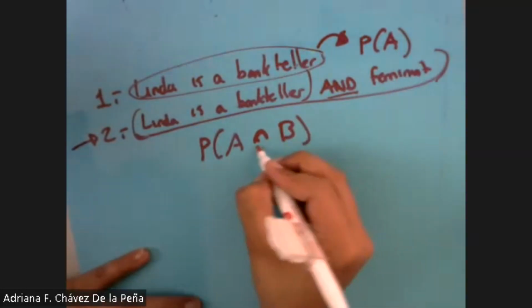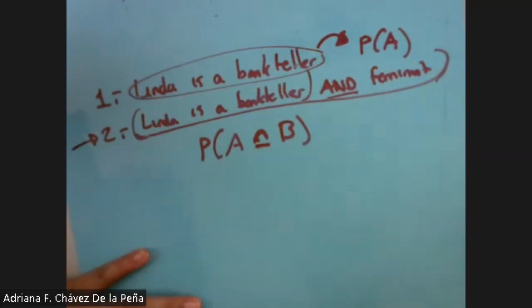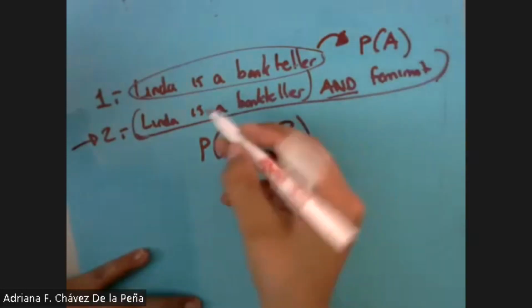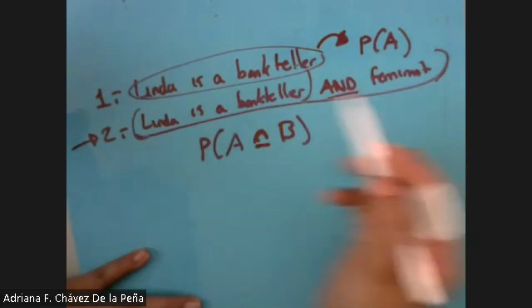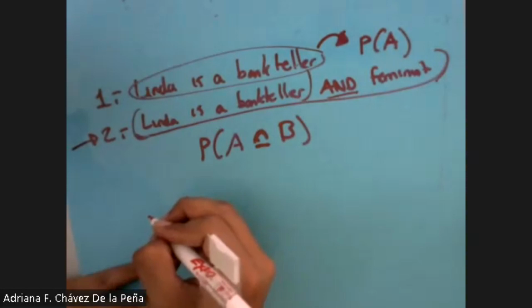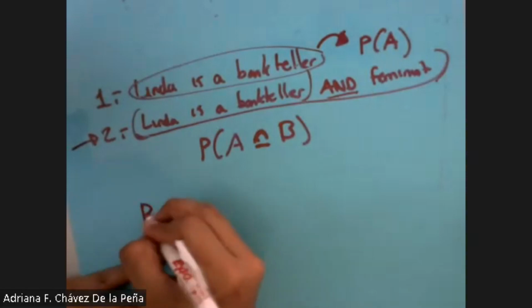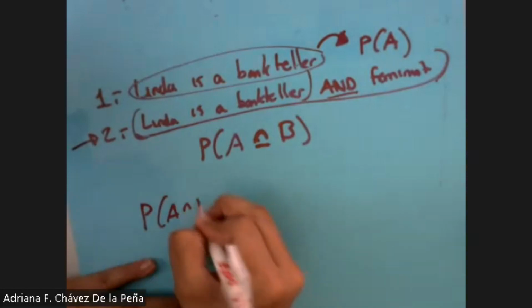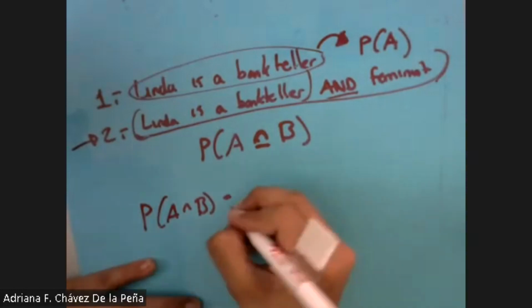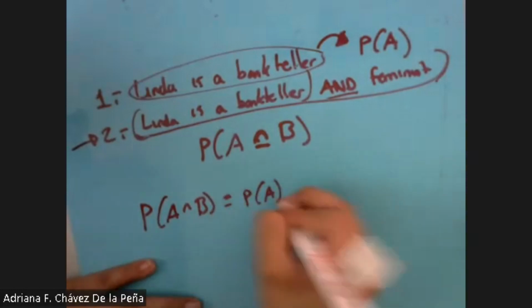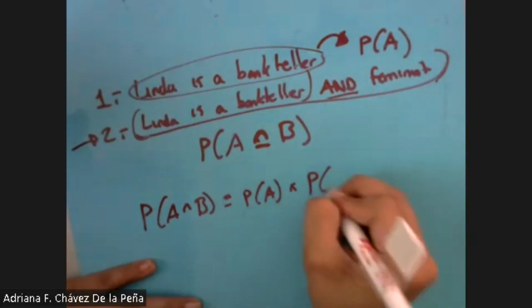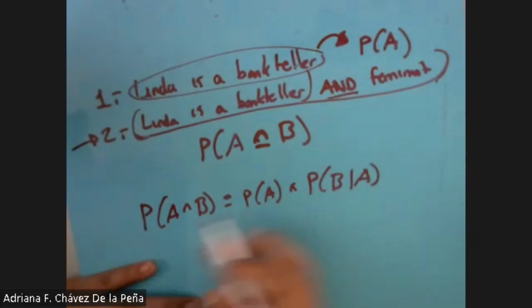So what do we know about computing joint probabilities? Let's think about the product rule. First off, we don't really know whether A and B are independent. We don't really know if there is any relationship between being a bank teller and being a feminist. So we're going to use the general product rule. And by that, we say that P of A and B should be equivalent to multiplying P of A times P of B given A, right? This is the general product rule.